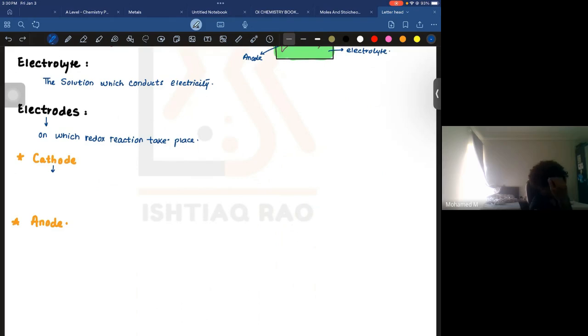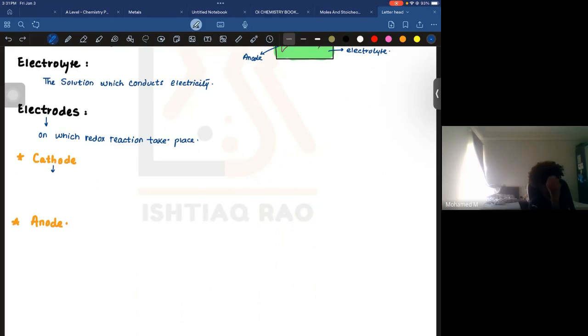So we can make an electrode using copper, lead, or any metal, and an electrode can also be made of graphite. Graphite is also a good conductor of electricity. Am I right? Yes. Why is graphite a good conductor of electricity? Because graphite has free electrons.